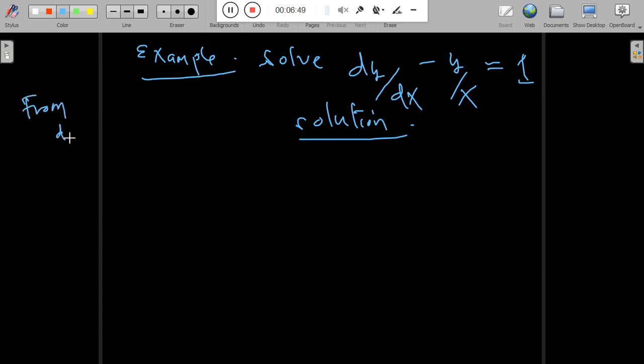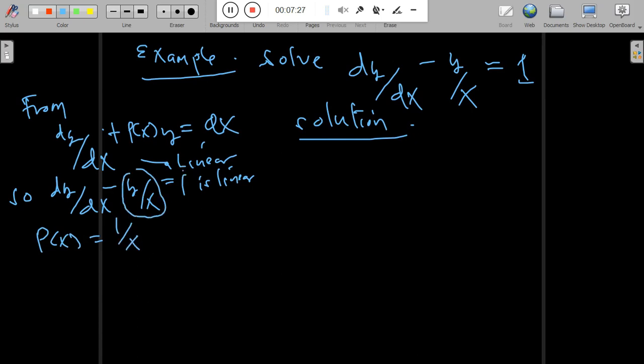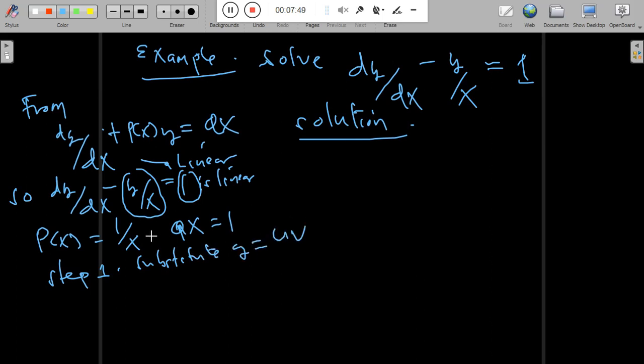From this equation, we need to prove whether it is linear. The guiding formula dy over dx plus p(x) y is equal to q(x) can prove to us if this is a linear equation. When we plug in the values, we have dy over dx minus y over x is equal to 1. This proves it is linear, since p(x) is equal to negative 1 over x, and q(x) is equal to 1.